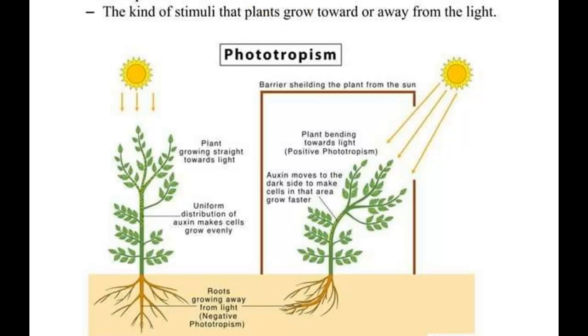For example, first of all we will discuss in tropic movements phototropism. As the name indicates, photo means light. So here the stimulus of movement is the light. When the plant is moving towards the light, then it is positive phototropism, as the shoots always move towards the light, while roots move away from the light in the dark. So in that case, roots are moving and showing negative phototropic response.